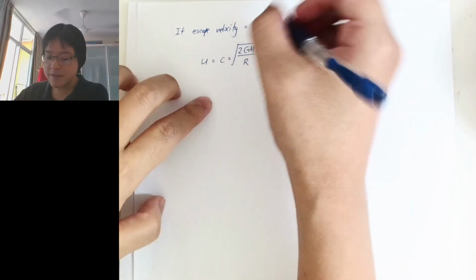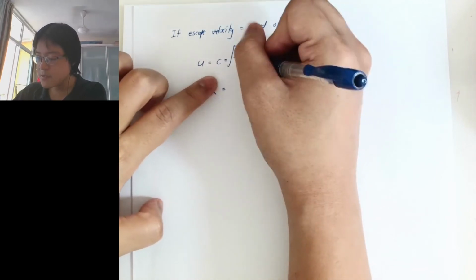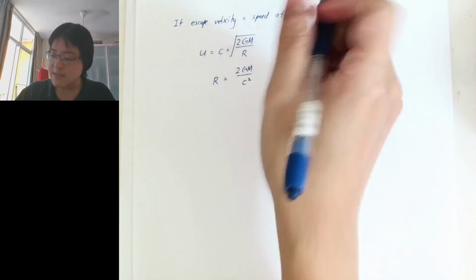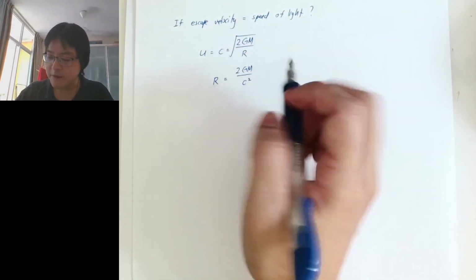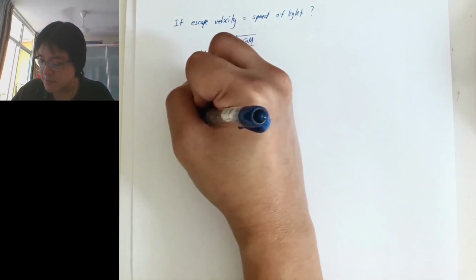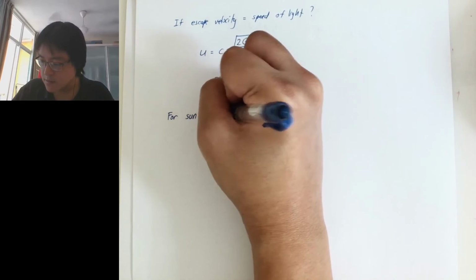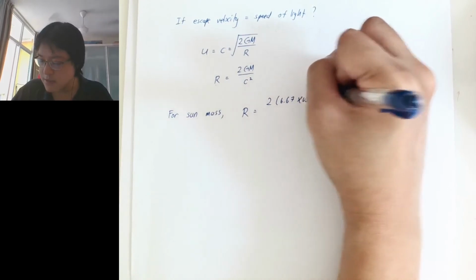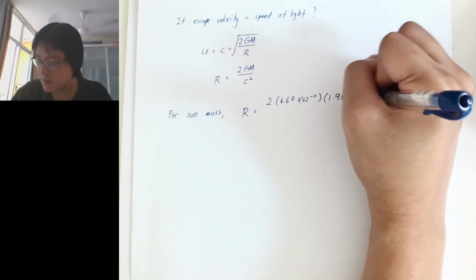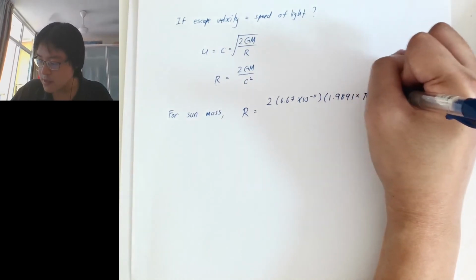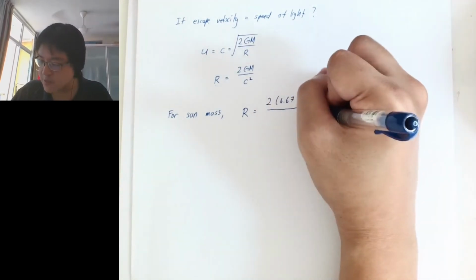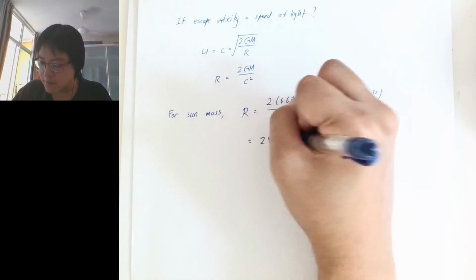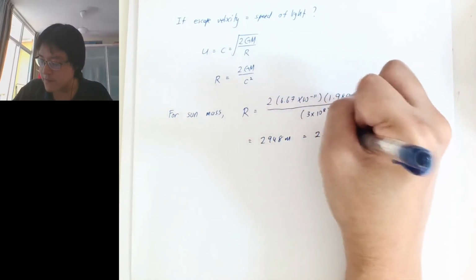But for now, let me solve this for r. If I solve this for r, I just get 2GM over c squared, right? So let's calculate the distance to escape from the sun. For the mass of the sun, the distance is 6.67 times 10 to the minus 11, and then the mass of the sun that I just wrote down, 1.98191 times 10 to the 30, and then the speed of light squared, the speed of light is just 3 times 10 to the power of 8, squared, so you get 2948 meters.